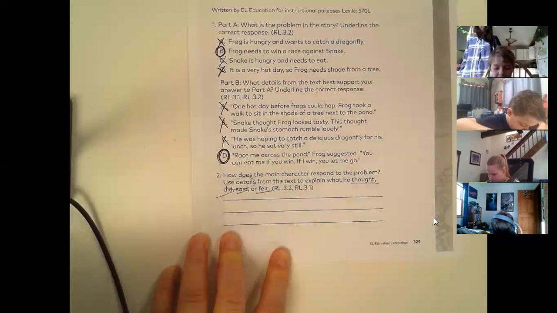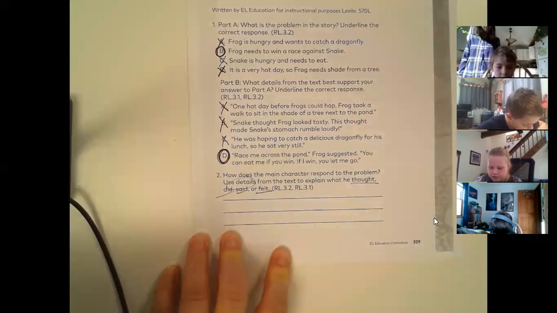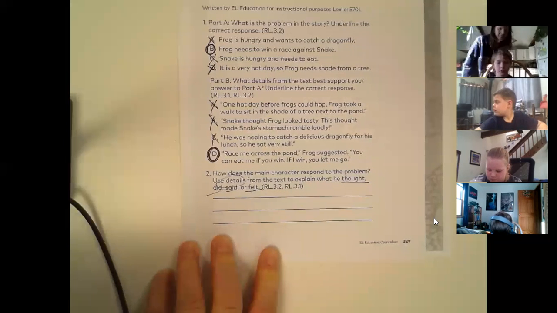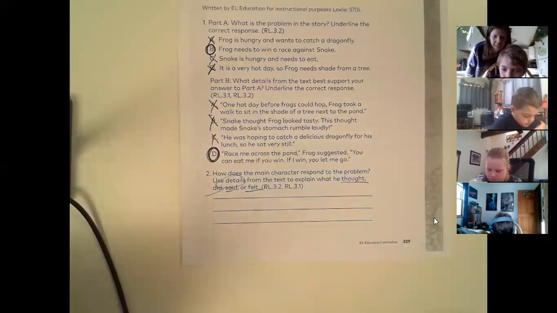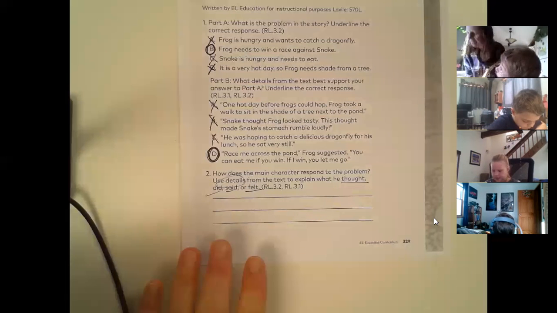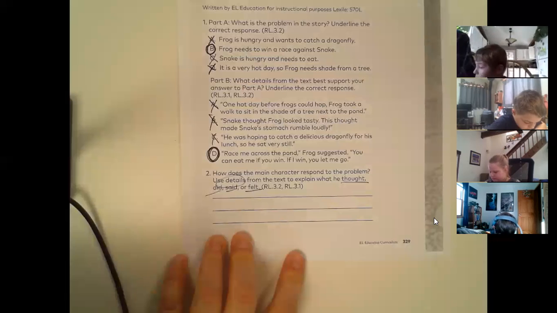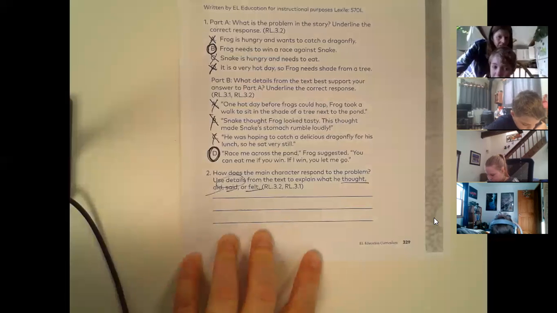So we also said he felt scared. How did he feel? He felt scared. Why? Because he didn't want to be eaten. So he figured out a race against Snake. So those were good 4 answers.